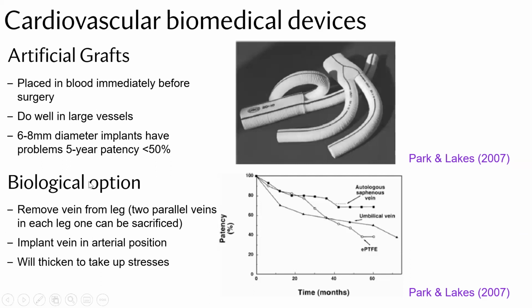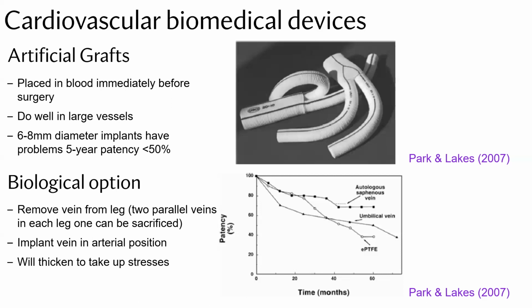In the biological case, what we do is we use a vein from the leg, and so we can sacrifice one vein for a region that we need it for. So we've got 2 veins in each leg. One can be sacrificed. That's the most common place we actually use as a spare. And so we can then implant that to the arterial position of interest.